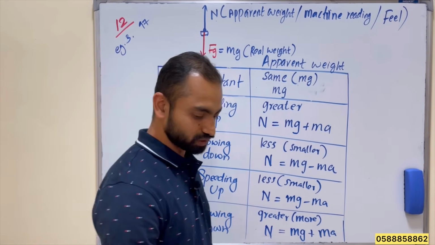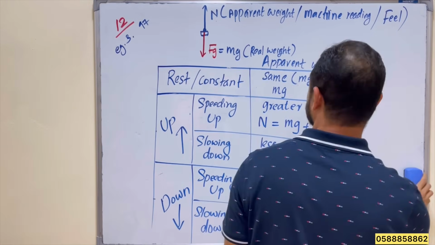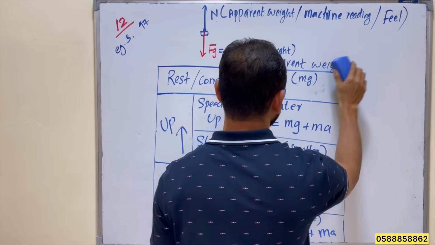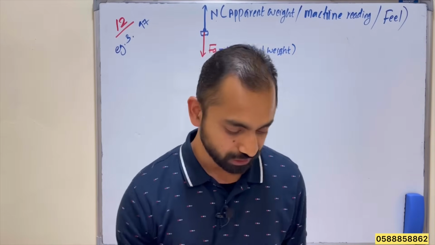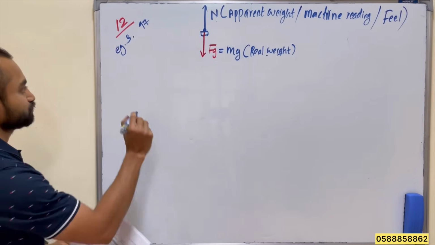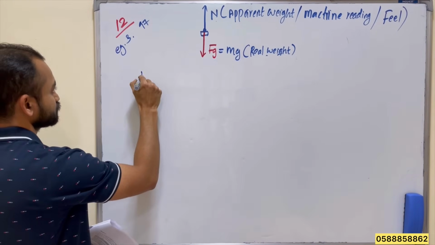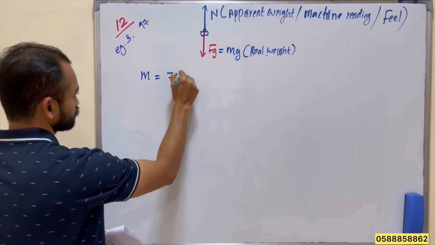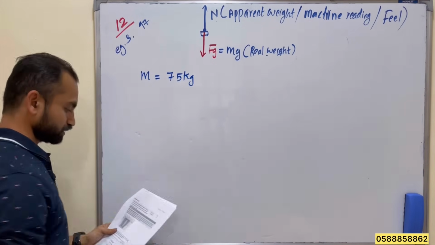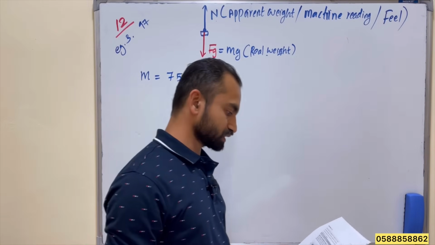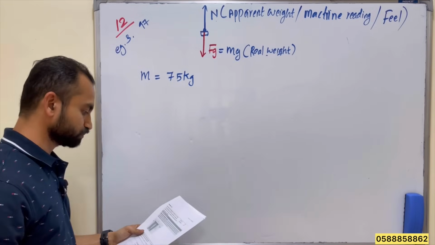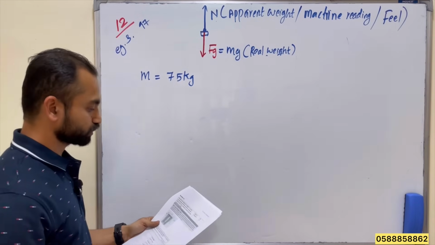Now we will discuss one example, example problem 3 from the textbook. So I will erase all these things. Your mass is 75 kilogram, so your mass is given. Mass is equal to 75 kilogram. And you are standing on a bathroom scale in an elevator starting from rest. The elevator is accelerating upward.